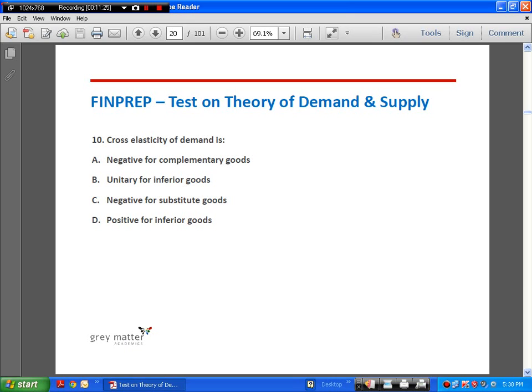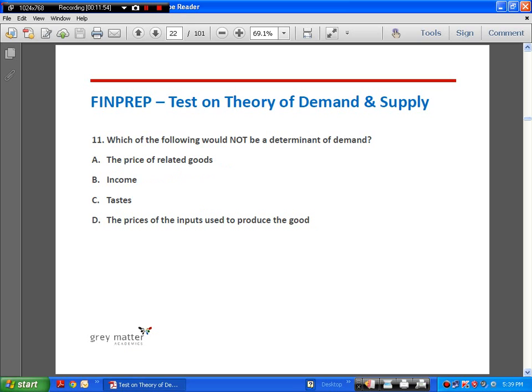Again, for D, positive for inferior goods is not applicable. The right answer is that it is negative for complementary goods. For complementary goods, we can talk in terms of car and petrol. When the price of petrol increases, the demand for cars would fall. So option A is the right answer.